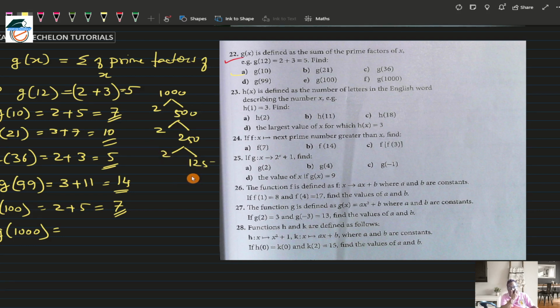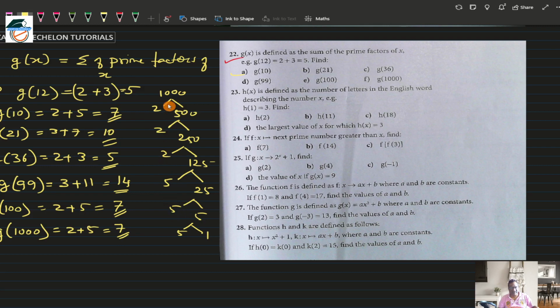Now 125 will not go by 2, and 5 plus 2 is 7, and 1 is 8, so it is not going by 3 as well. So 5 into 25 is 125, then 5 into 5 is 25, and then 5 into 1. So that completes our prime factorization. You can see there are 5s and there's a 2. So prime factors are 2 and 5. So 2 plus 5 will be 7. One thing you should notice is that the repeated prime factors we are not considering in this.